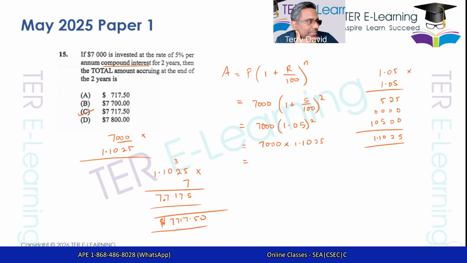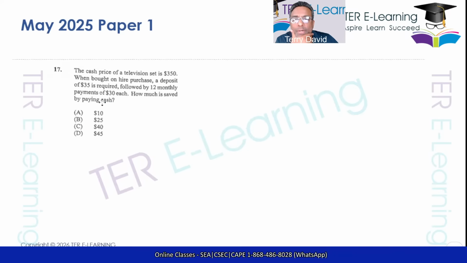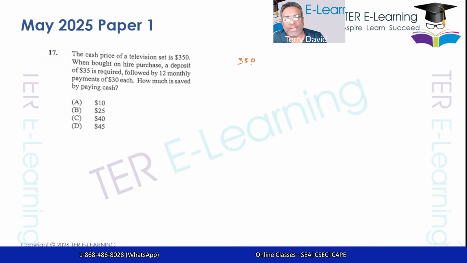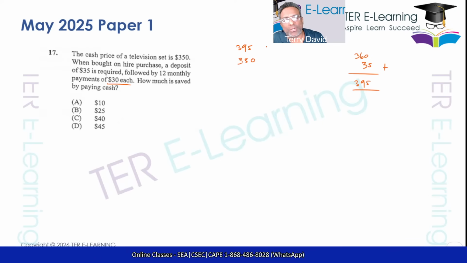All right, number 17. We saw this one already, so I probably won't work this one again. Yeah, we saw this one previously. Same question. It's 350, that's the cash price. How much you actually paid would have been $35 plus we have 12 installments of $30. So 12 3s are 36, so that's 360. So that's 395. So basically, we have to take 395, that's your hire purchase, minus the cash price, and you're going to get 45. So same question as before. Answer is D.